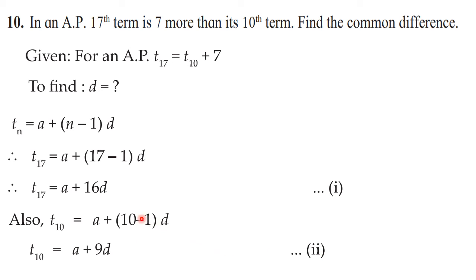Okay. Now this information we are going to use again. Now let's write down the given equation. That means T17 is equal to T10 plus 7. And in this particular equation, we will replace T17 by A plus 16D and T10 by A plus 9D. Okay.